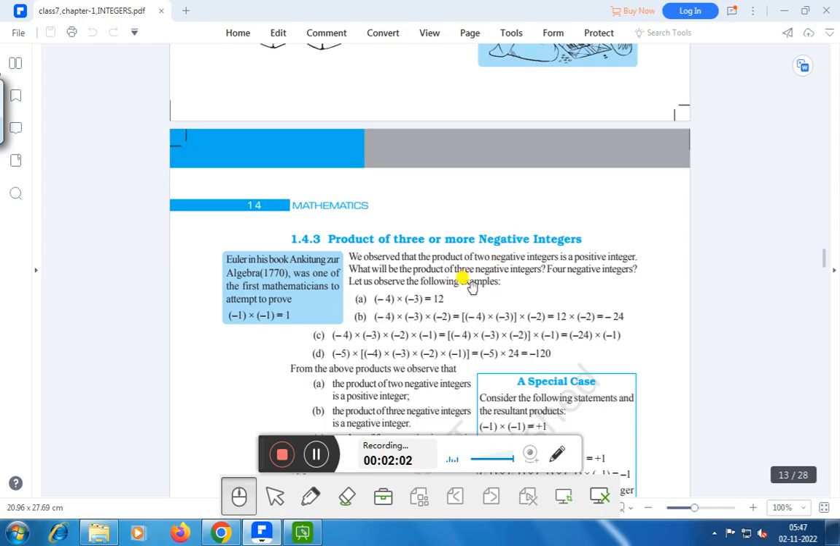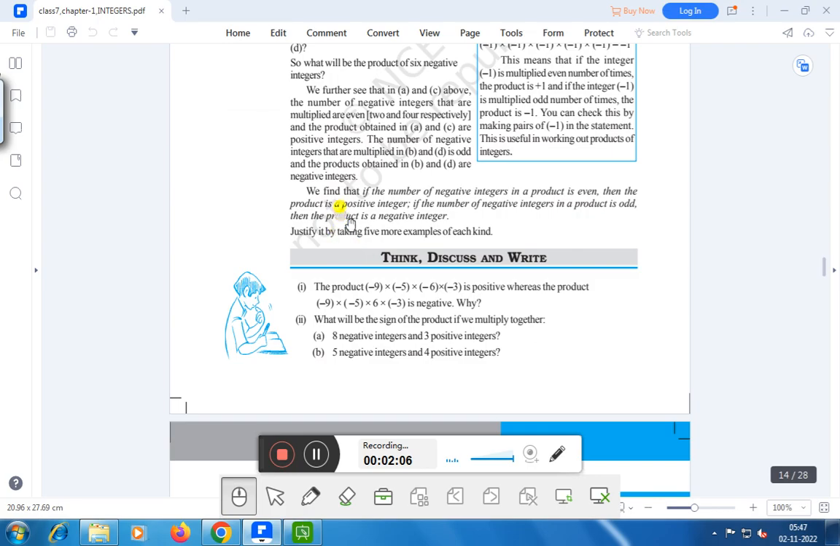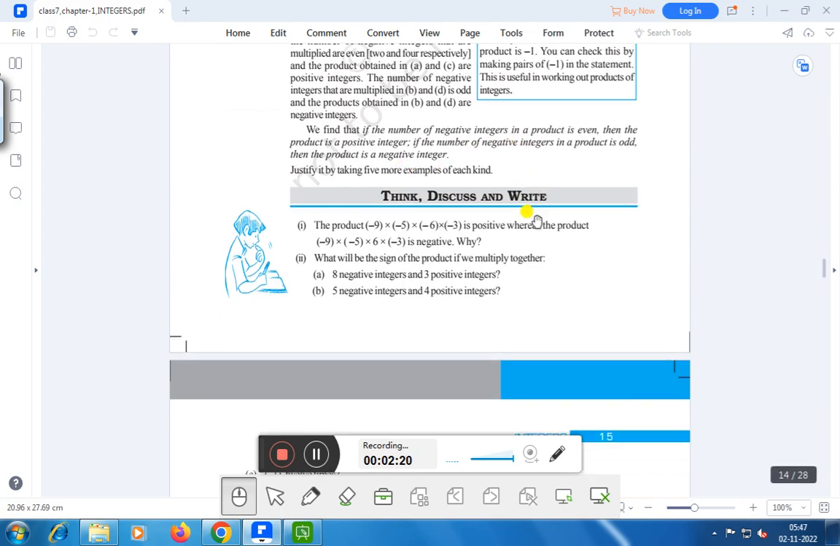Product of three or more negative integers. What will you find? If the number of negative integers in a product is even, then the product is a positive integer. If the number of negative integers in a product is odd, then the product is a negative integer, right?